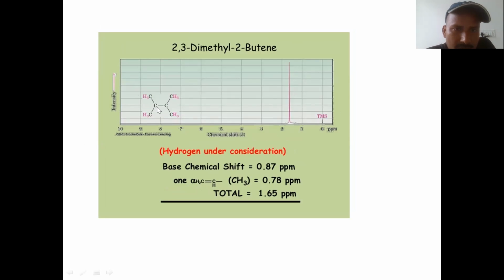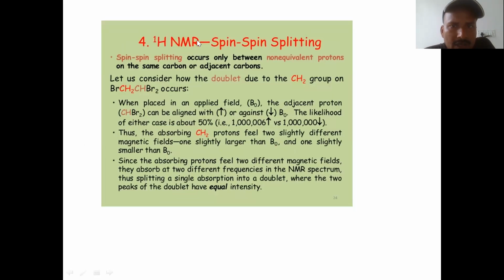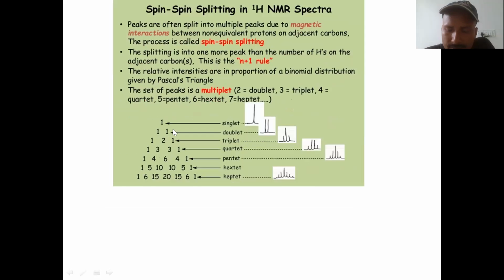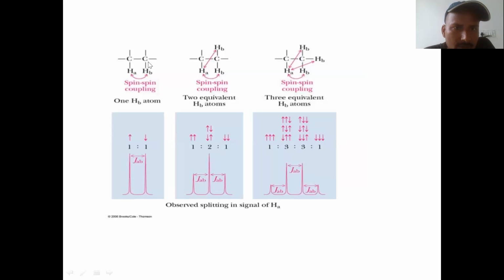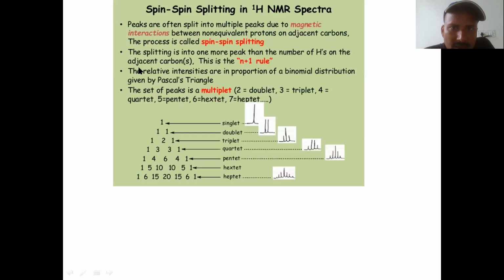These are all equivalent protons because the molecule is symmetrical. So 12 protons appeared at 1.9 ppm. Okay. Similarly, you can see proton spin splitting. Okay, so the splitting pattern, how can you analyze this? You can see this one by taking this example.